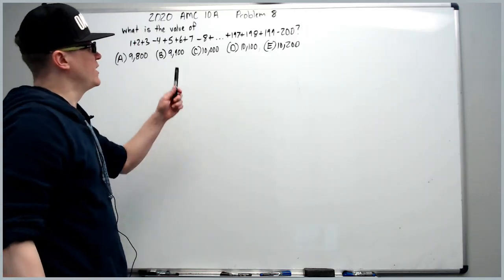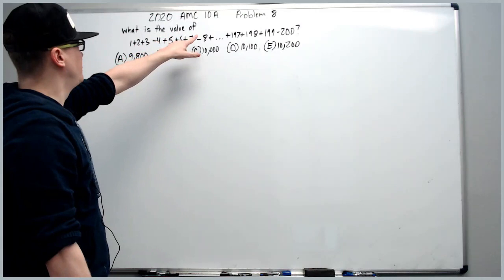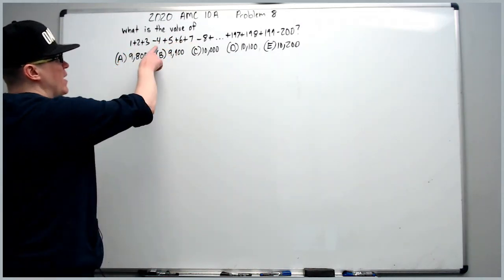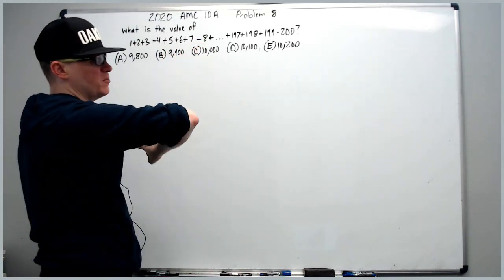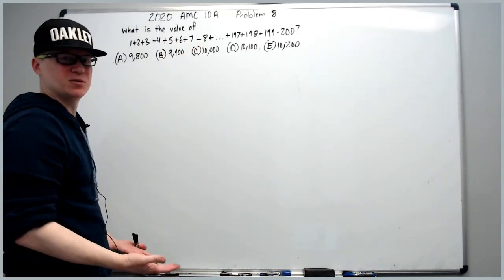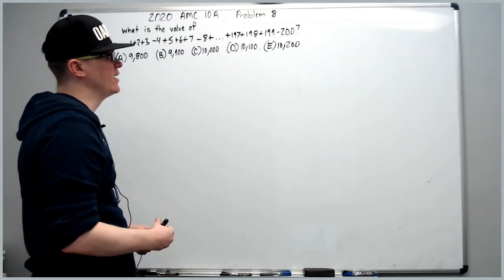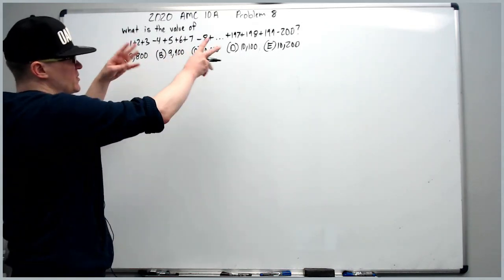Okay, and on to the 2020 10A problem number 8. What is the value of 1 plus 2 plus 3 minus 4 plus 5, 6, and 7 minus 8, and so on? Basically, it looks like all the multiples of 4 are being subtracted while everything else is a normal summation. Well, we can probably try and do it in groups or something like that.